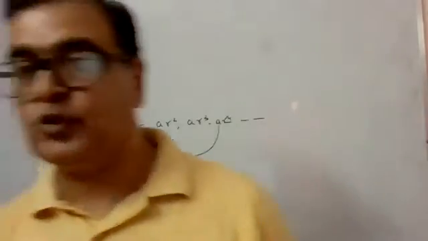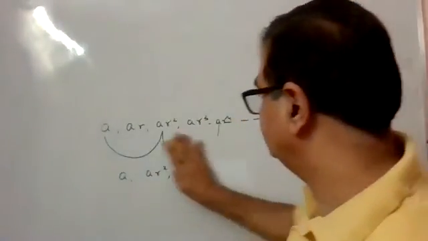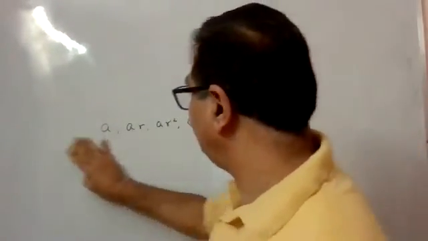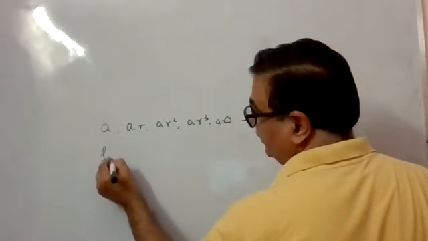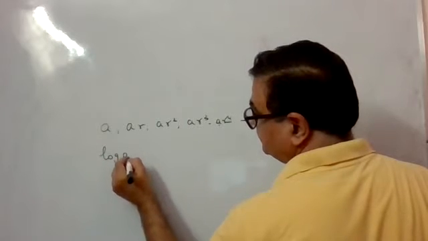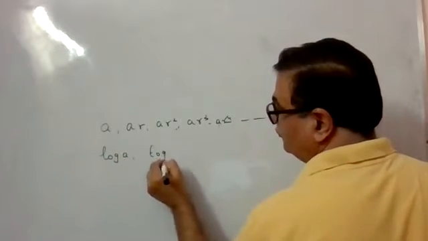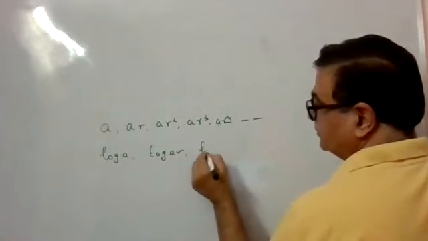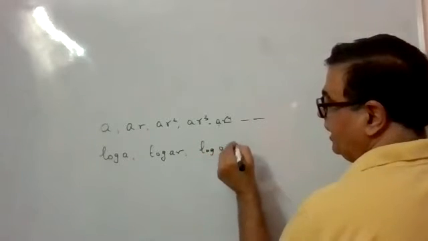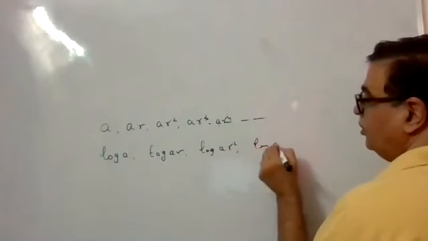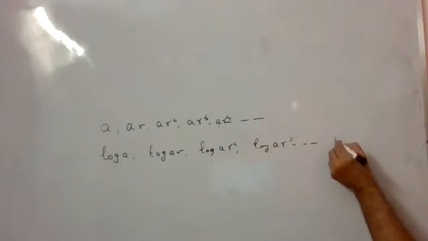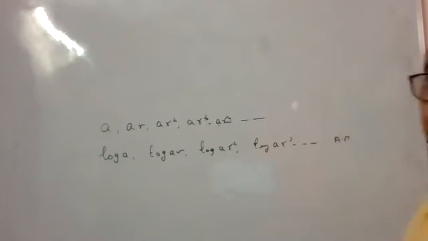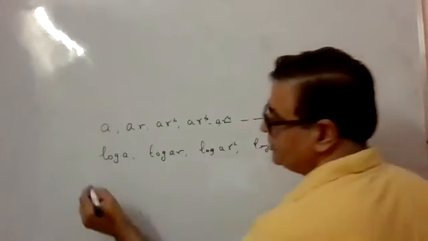If A, AR, AR square are in GP, then if I take log of all, log of A, log of AR, log of AR square, log of AR cube, then they will form an AP. How is it? Just check.